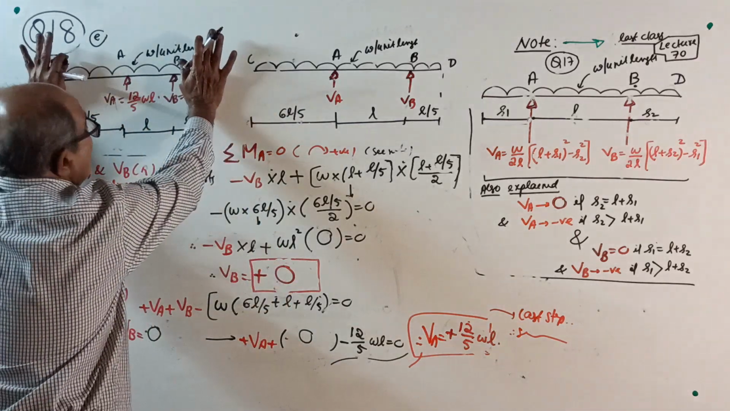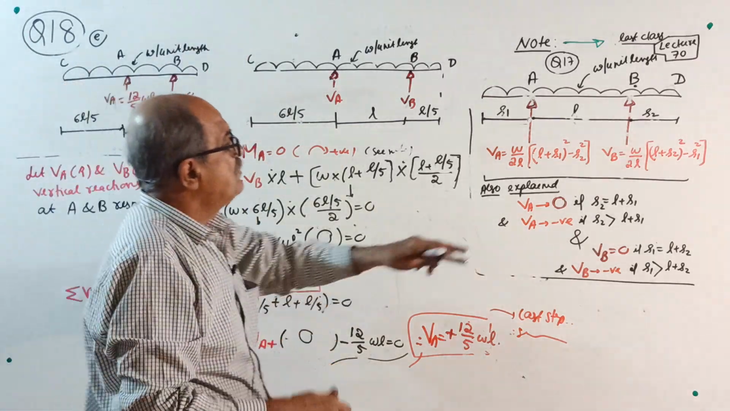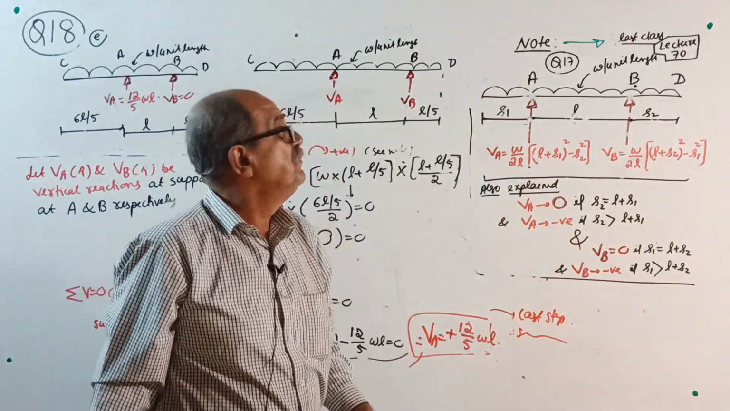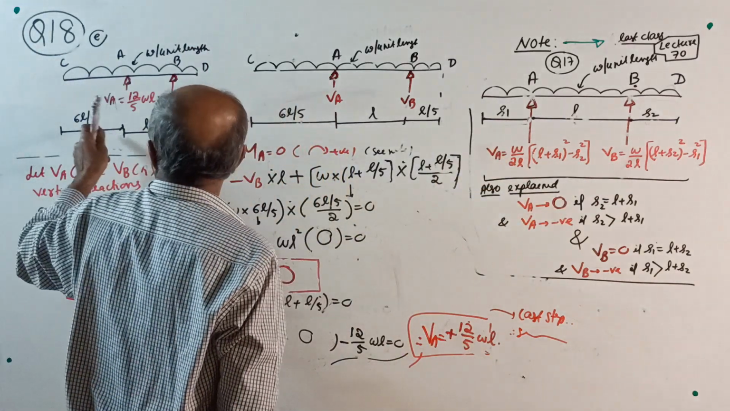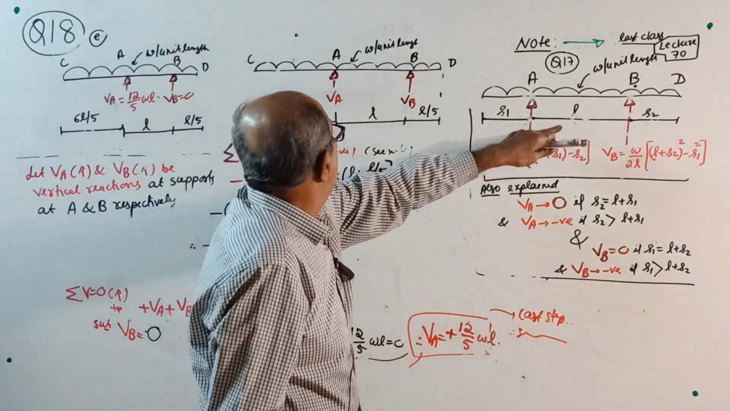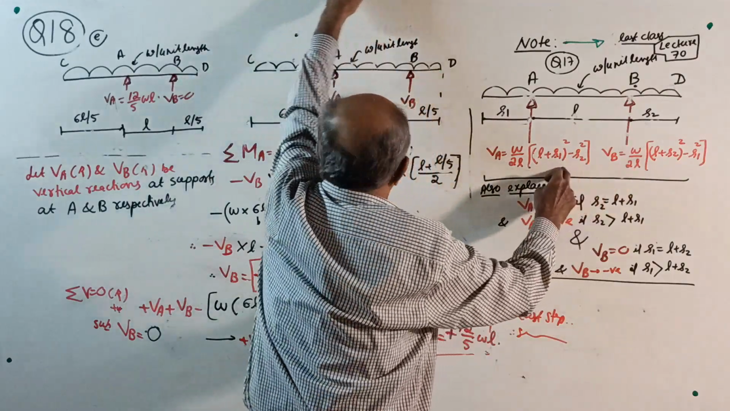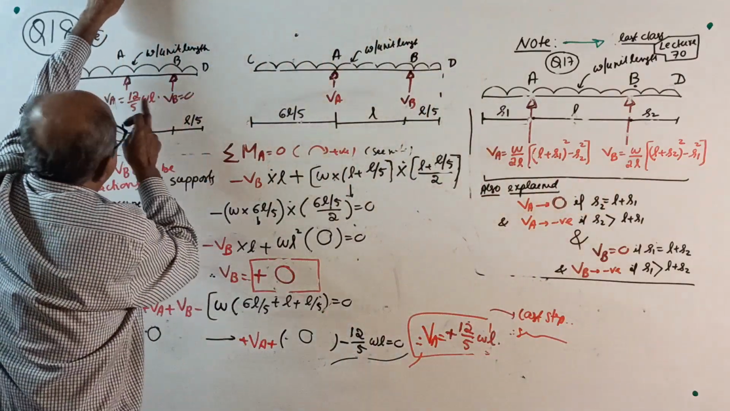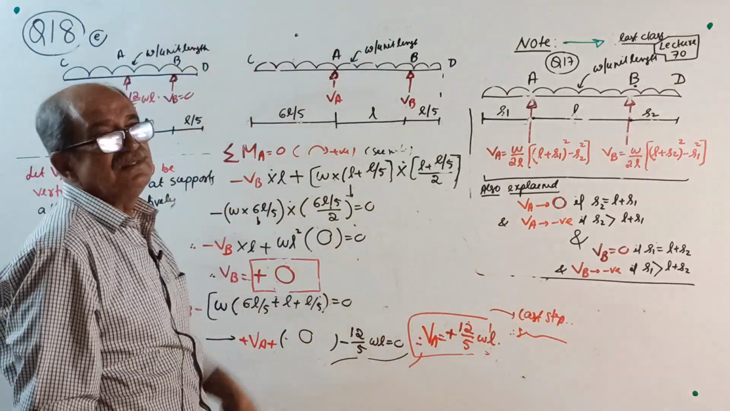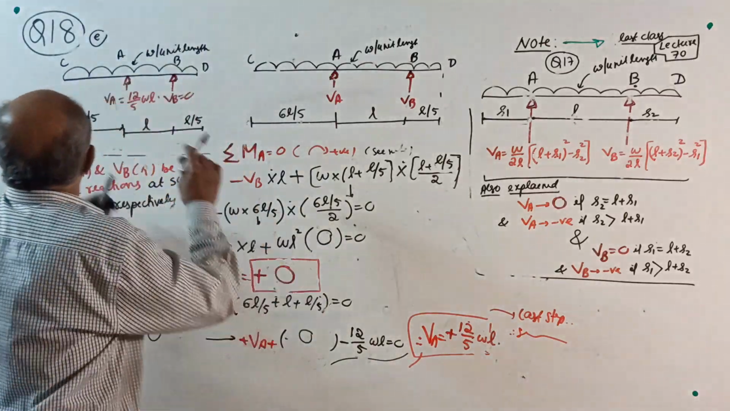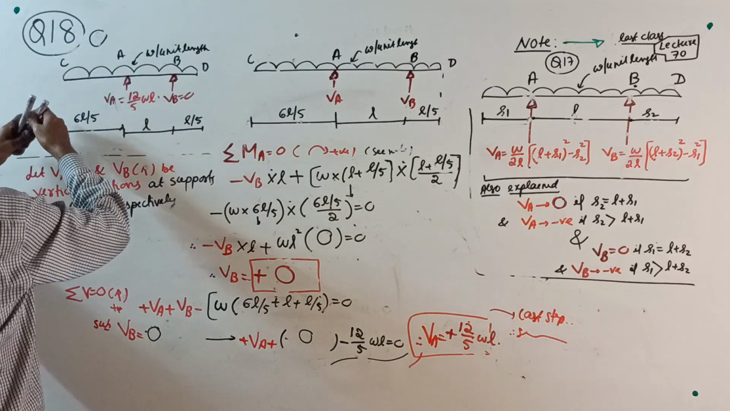Therefore, present the answer. Those who want to substitute in the formula here, put S1 equal to 6L by 5, L equal to L, S2 equal to L by 5. These two answers will come, guaranteed. See, now the last question, F. Okay, I will do it now only.